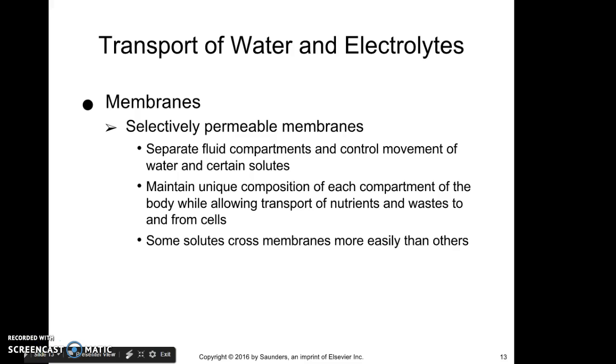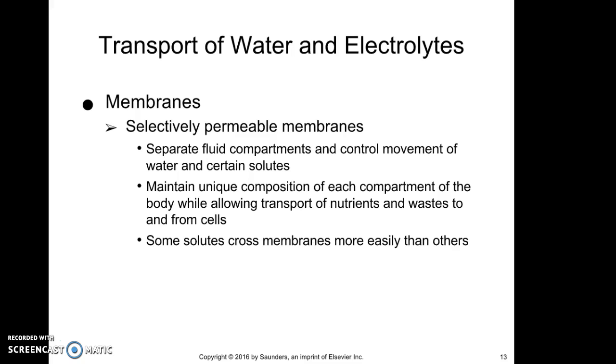Page 194, under transport of water and electrolytes, it starts by describing membranes. And in the highlighted blue there, it says membranes are selectively permeable. And this is important because when it comes to dissolved substances in our bodies, size does matter. And the size of the dissolved particles is what makes them either able or not able to cross these membranes.